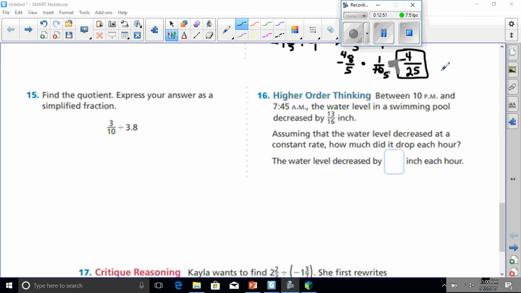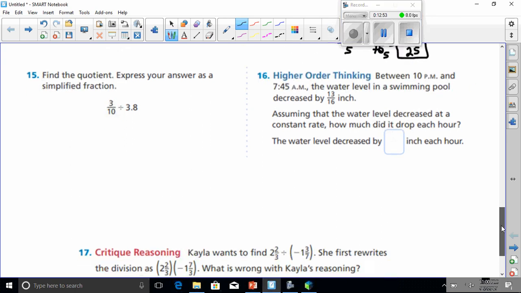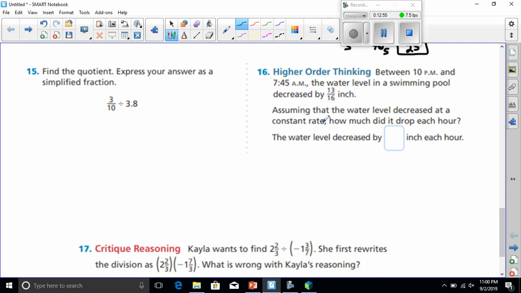Now this one is going to take a little bit of deductive reasoning here because we're talking about time and it's talking about each hour. But the time they give us isn't given to us in an even amount of hours. So you can see that it says between 10 p.m. and 7:45 a.m. The water level in a swimming pool decreased by 13 over 16 inches.